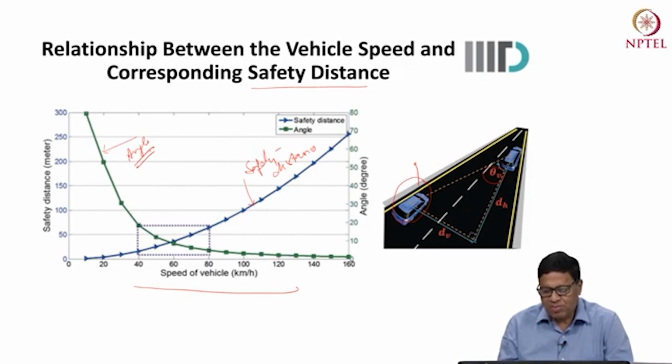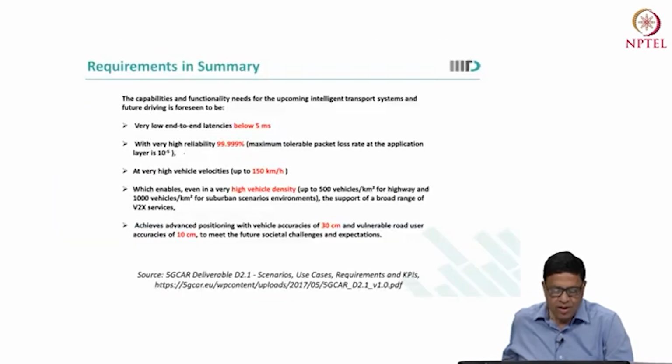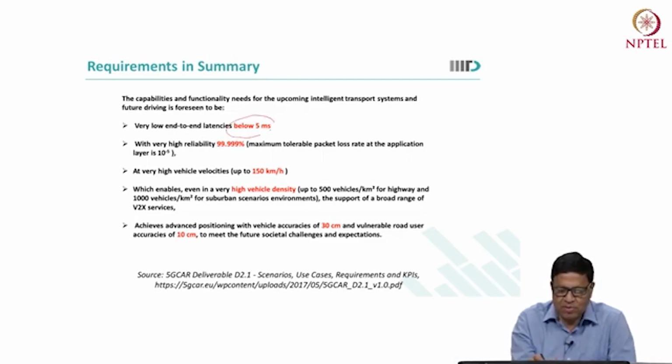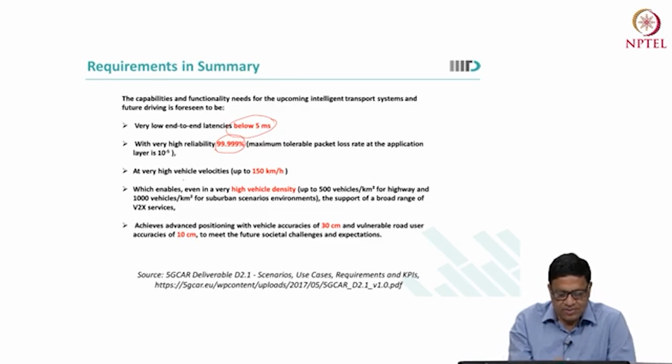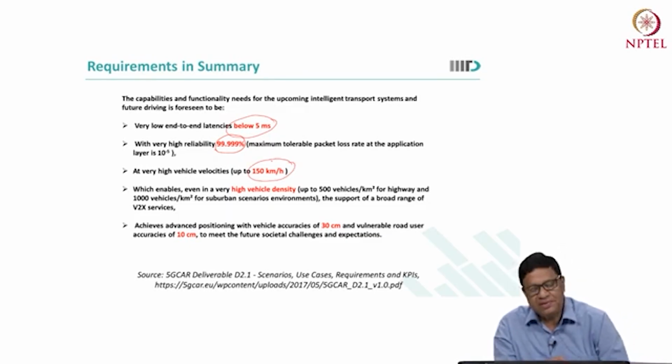So one has to see the combination of velocity, safety distance, and the angle in order to decide what is the safe distance for communication. So the requirements in summary for vehicle-to-vehicle transmission, which is part of 5G and 6G, are very low end-to-end latency, of the order of below 5 milliseconds, and very high reliability, of the order of 5 nines, 99.999. And the vehicle may be moving at a speed of 150 kilometers per hour.